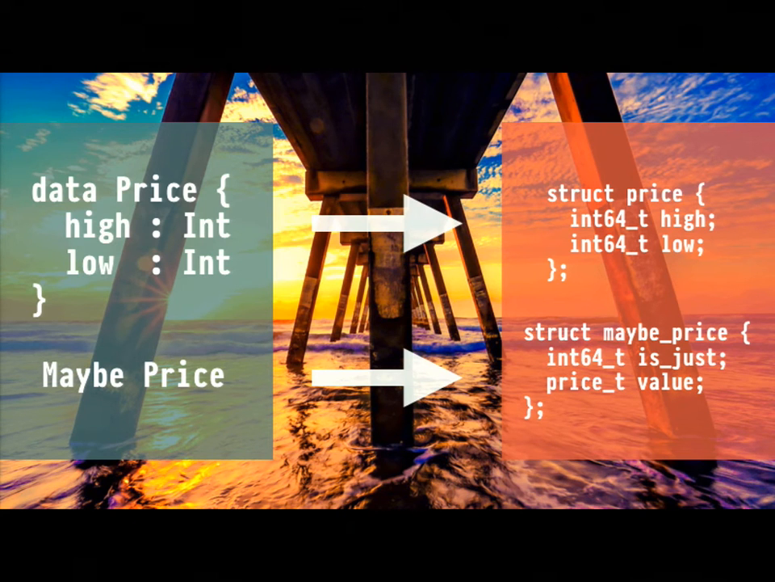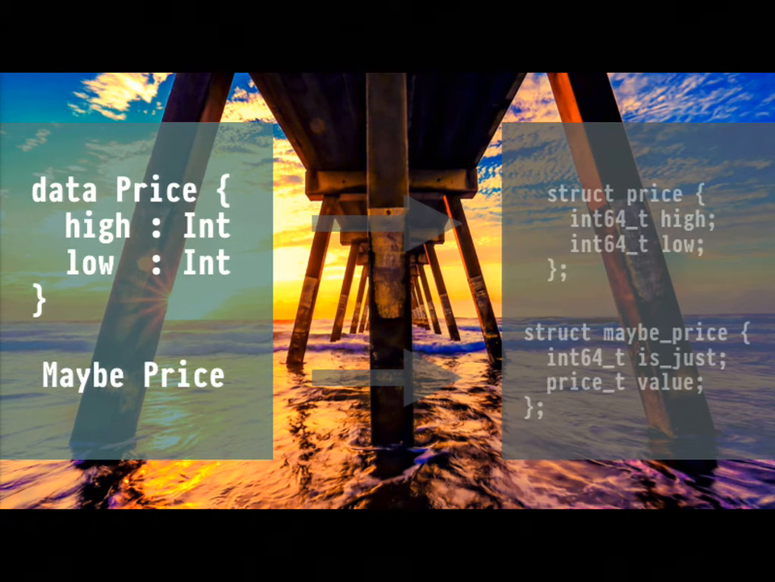Now this is one possible solution. We might take a record type like price here and just convert that to a C structure. And then maybe we can represent that with some kind of tag and then the payload. But we kind of didn't want to do this because all of the polymorphic types like either and maybe and array would generate this sort of explosion of data types. So we decided that was out.